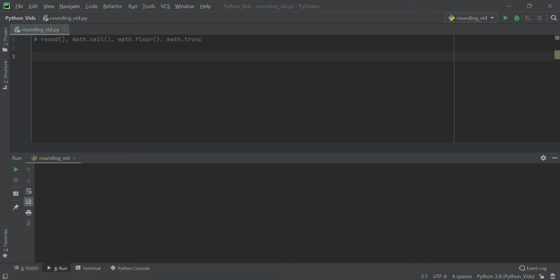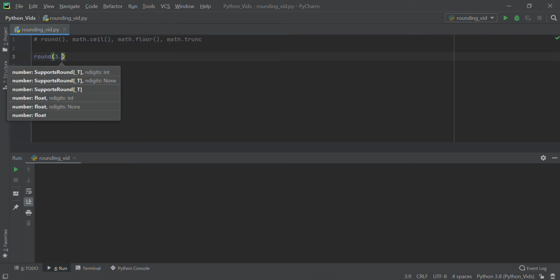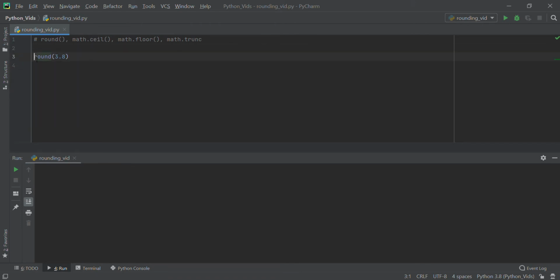But first things first, let's talk about the round function that Python gives us built in without needing to import anything. All you have to do is type round, which is the name of the built-in function, then parentheses, which we do when we're using a function, and then you can write either one or two values here inside the parentheses. So let's start with just writing one value and see what happens, and let's do 3.8. And of course, we'll need to print it, so let's print.